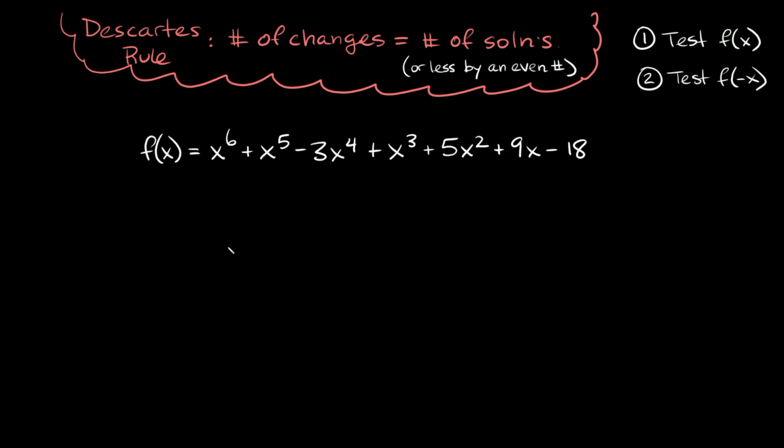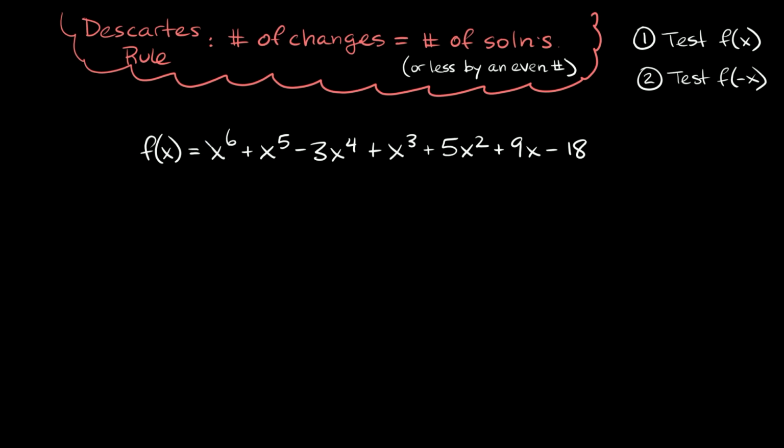So there's two things that we need to do here. First we need to test f of x, and then we need to test f of negative x. Okay, so f of x is just how your problem is set up initially. So there's nothing you have to change. All you have to do is check the signs, all right? So let's start over here.